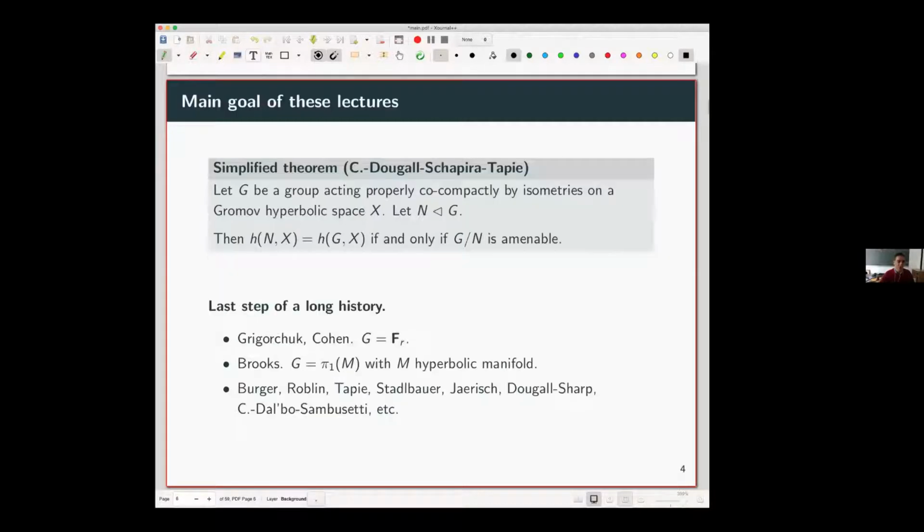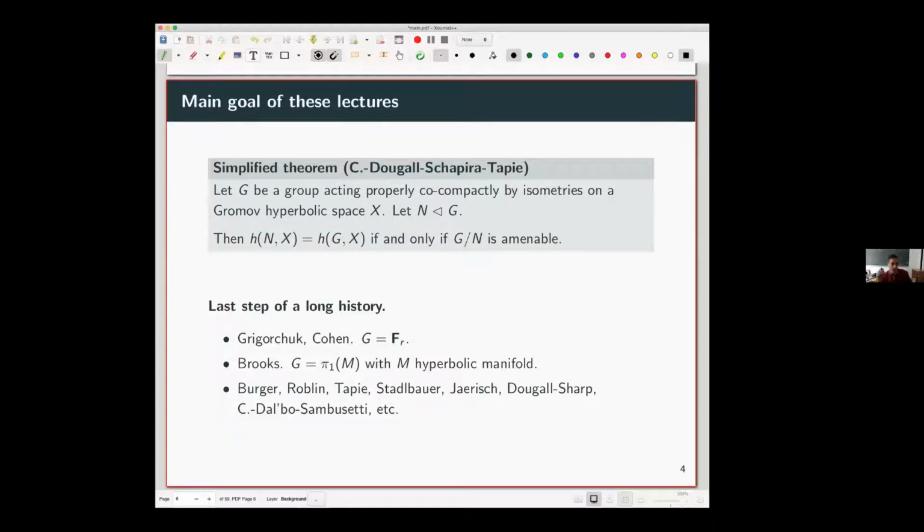So here's a first statement. We'll elaborate on this later, which sort of answers this question. You start with a group G, which is acting properly, co-compactly by isometries on a hyperbolic space. Hyperbolic here means in the sense of Gromov. And you consider a normal subgroup N of G.